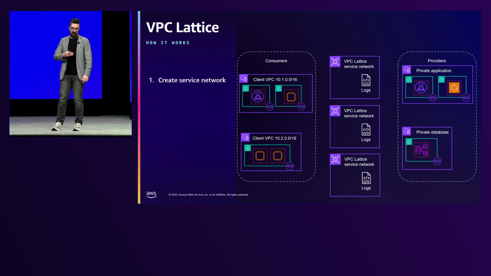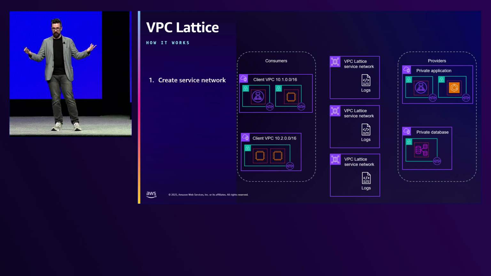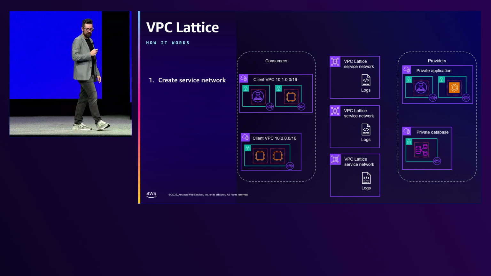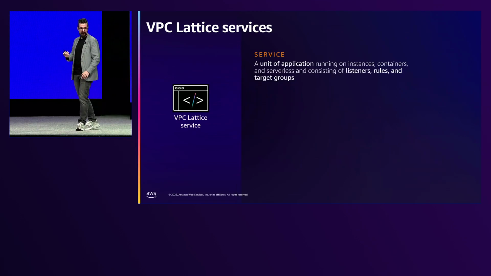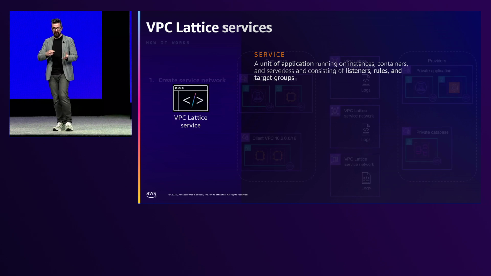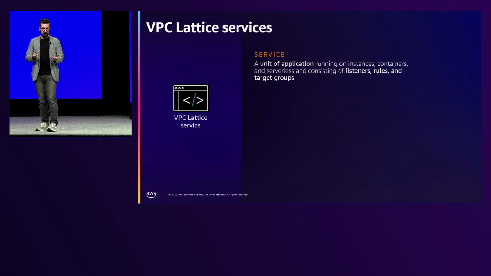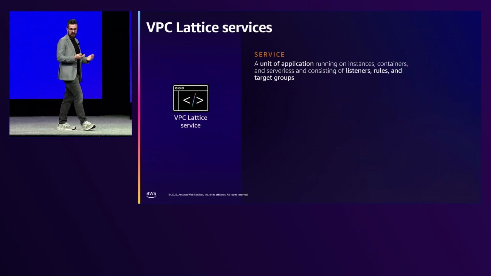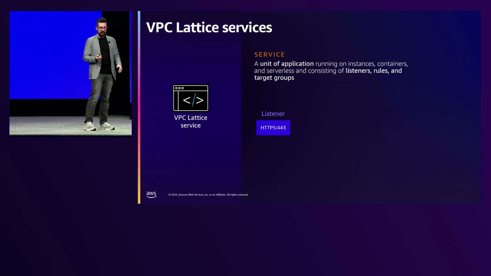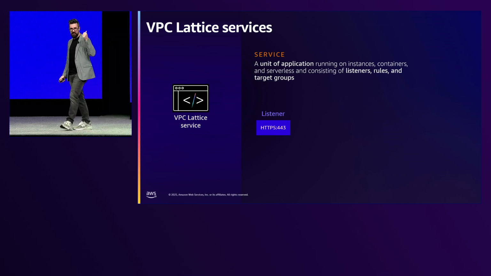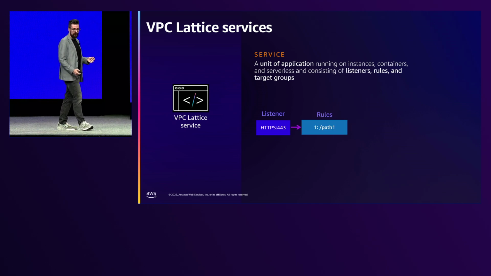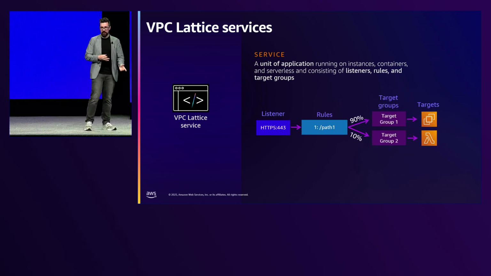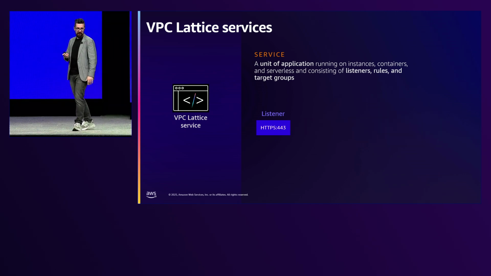Now I keep talking about services and resources. What are those? Let's start with services. A service is essentially going to operate like a layer 7 proxy. You can think of that just as running in front of your different compute, whether that's running on instances, containers, or serverless compute. And that'll consist of listeners. I've got an HTTPS listener here. You could also do HTTP. You could do TLS pass-through, rules, and then target groups, where we can do things like weighted routing, et cetera.